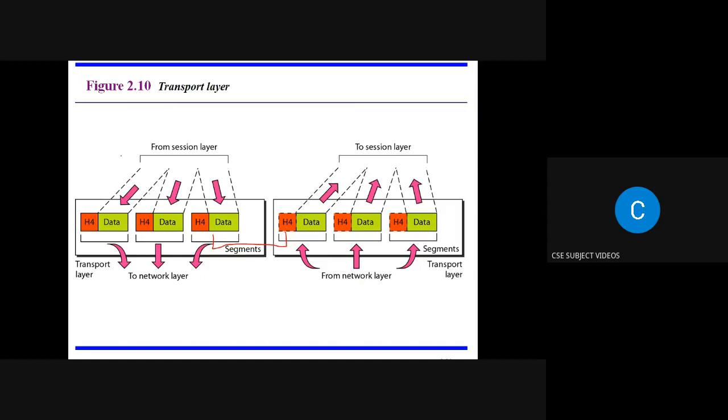The transport layer receives data from the session layer and then divides the packets into segments. Then it gives the output to the network layer. At the receiver end, it is a reverse process. So it gets data from the network layer, unpacks it and transmits the data to the port. So the transport layer is responsible for delivering the message from one process to another process.